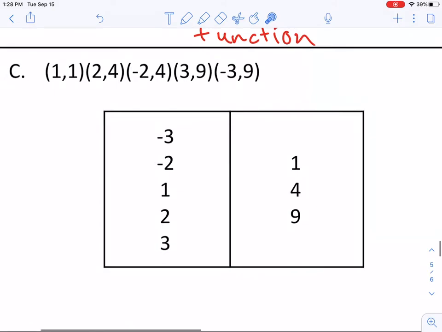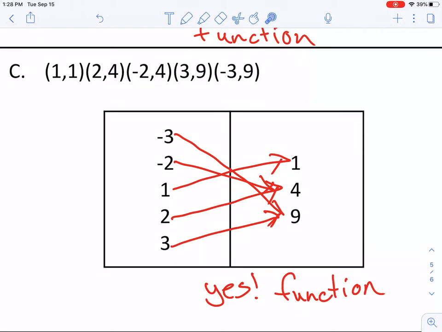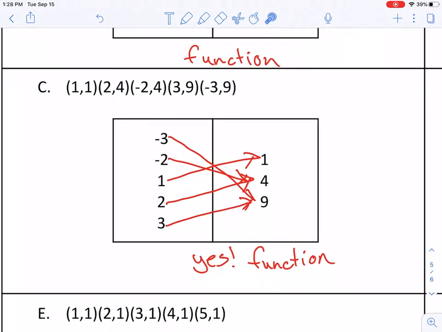In example C, I have 1 to 1, 2 to 4, negative 2 to 4, 3 to 9, and negative 3 to 9. This is a function. Because each x value, each domain value, only has one corresponding range value. The range doesn't really matter if there's multiples of those.